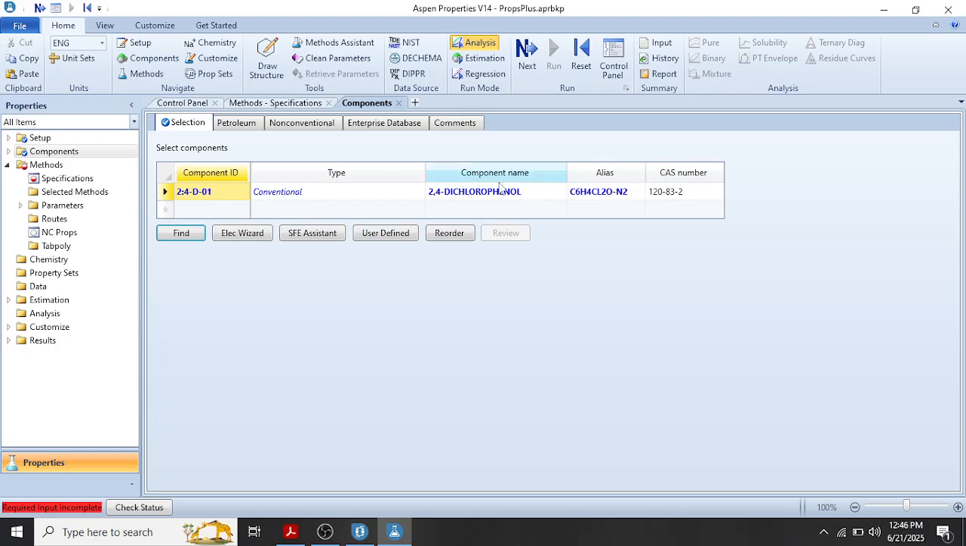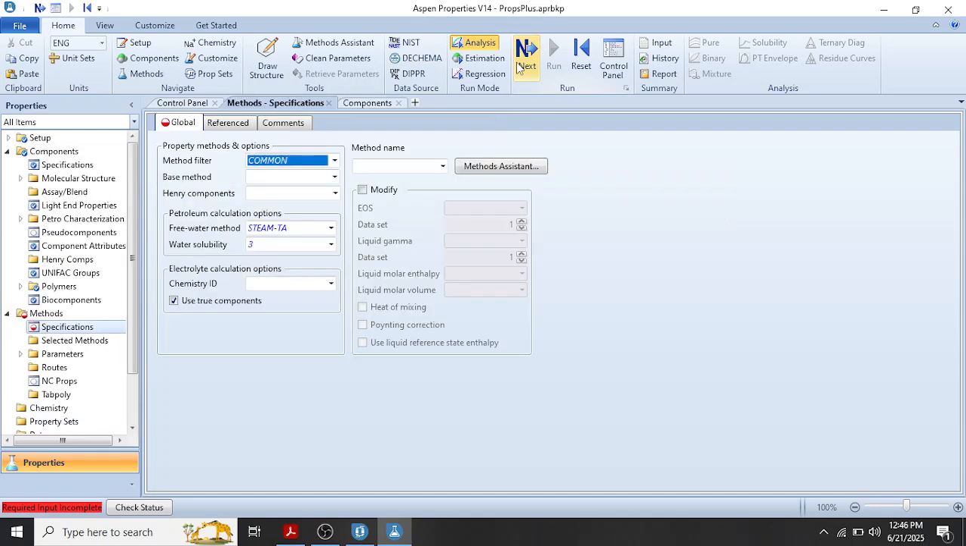We added the component in Aspen Plus. Now we will click on next. As we know, 2,4-dichlorophenol is an organic compound. It is a phenolic compound, a chlorinated phenolic compound. It is a halide of phenol.